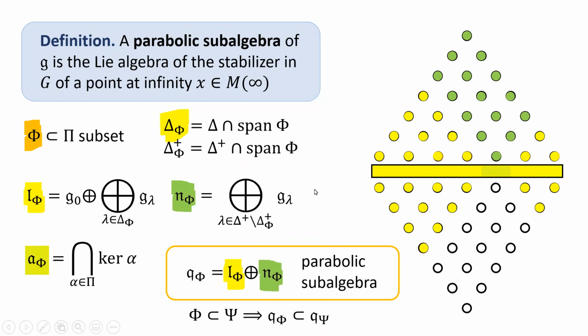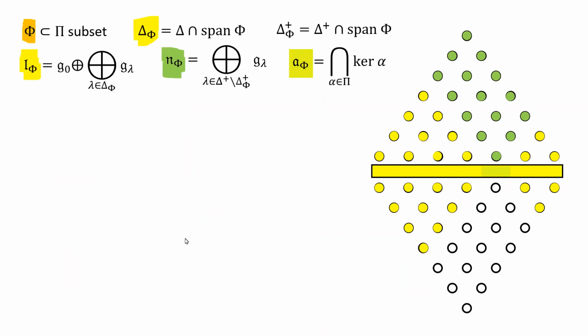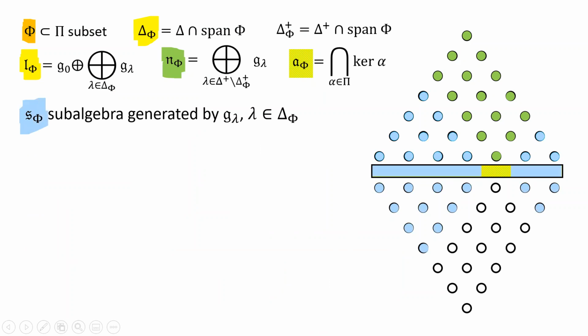So I copy here these definitions, and I still need one more definition, which is this subalgebra of G generated by the root spaces associated to roots spanned by phi. So this is basically the same as L phi, but without this A phi part, roughly speaking. Good. And now we can talk a little bit about geometry.